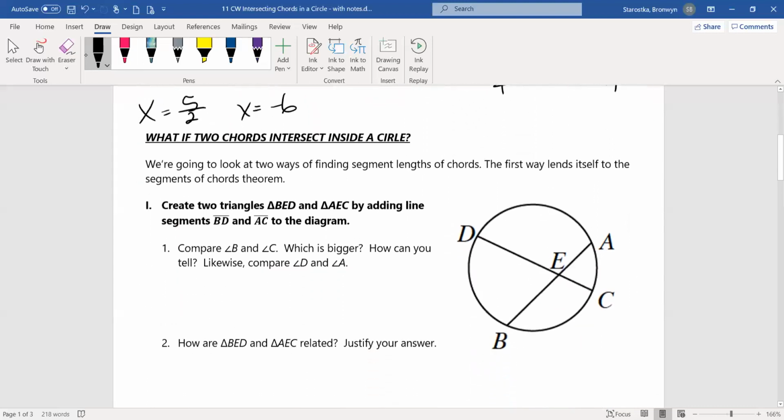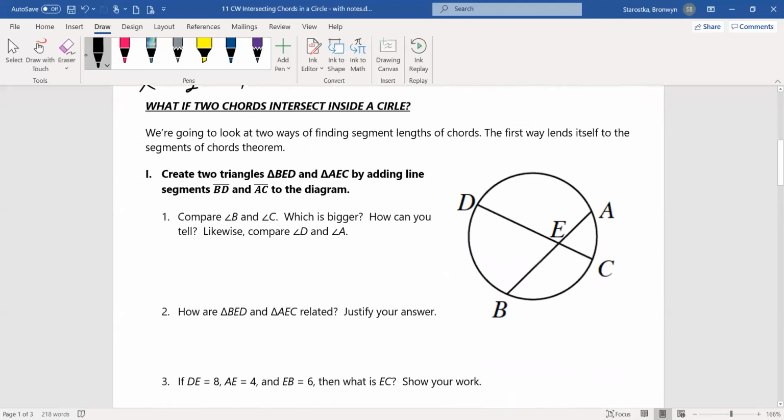All right, here we go. What if two chords intersect inside a circle? We're going to look at two ways of finding segment lengths of chords. The first way lends itself to the actual theorem, but the first way, what we're going to do is how we've started with transformations and going back to our similarity unit. So we're going to create two triangles here.